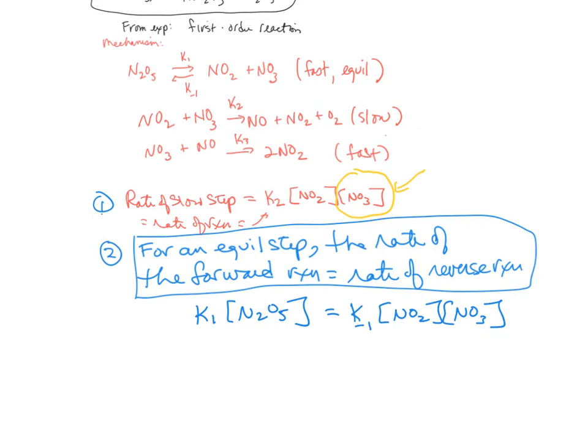So what we're going to do is use this second equation. So in other words, you've got two equations with one unknown here. So we're going to solve for NO3 from our second equation, and we're going to plug it in here so that the rate of the slow step will then be in terms of what's in the components of the overall reaction. It could be reactants or products, it doesn't really matter.